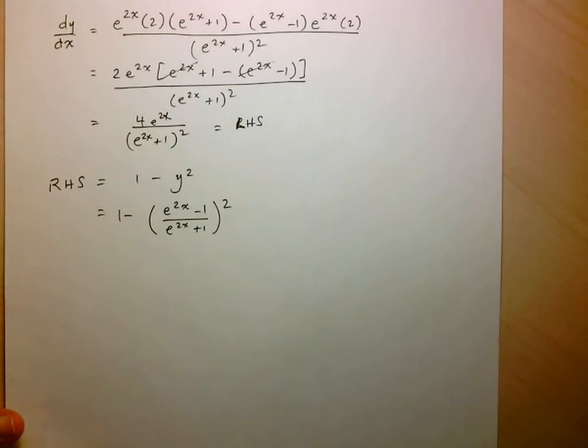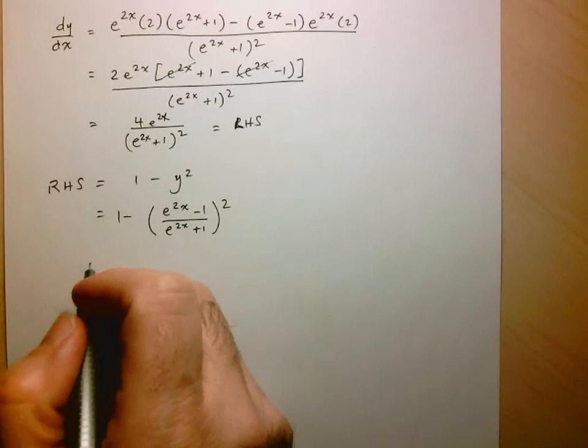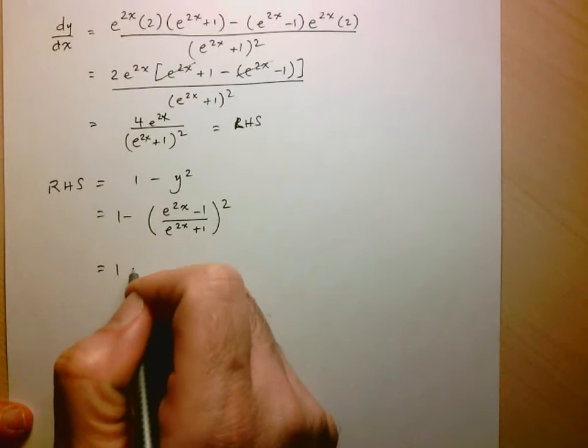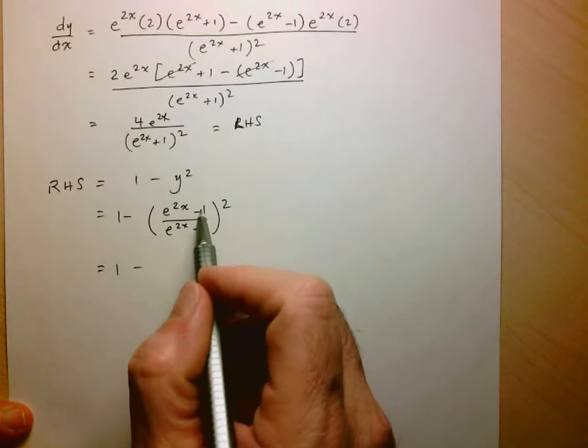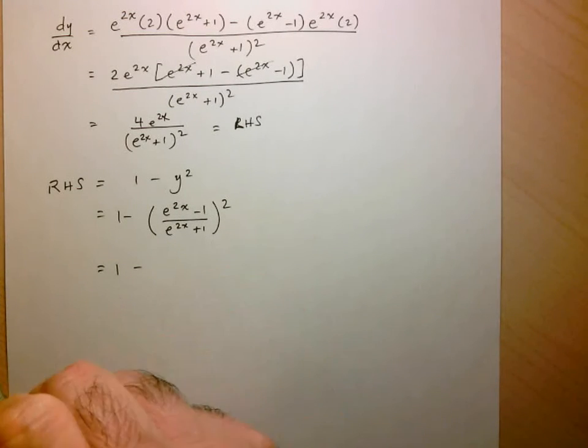Okay, so again, looks like we're going to have a significant amount of algebra to do. We'll take it one step at a time here. So 1 minus. Here what I'm going to do is square the numerator and the denominator so I can distribute that exponent.